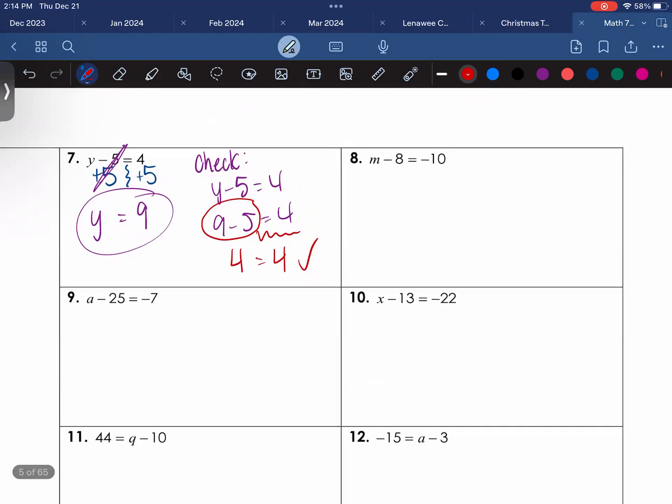Now, let's say I'm going to write up here, I had 10 minus 5 equals 4. I would do 10 minus 5, which is 5, and then bring down equals 4. Clearly 5 does not equal 4. They are not the same number. So that means I made a mistake in my original solution, so I need to find my mistake.